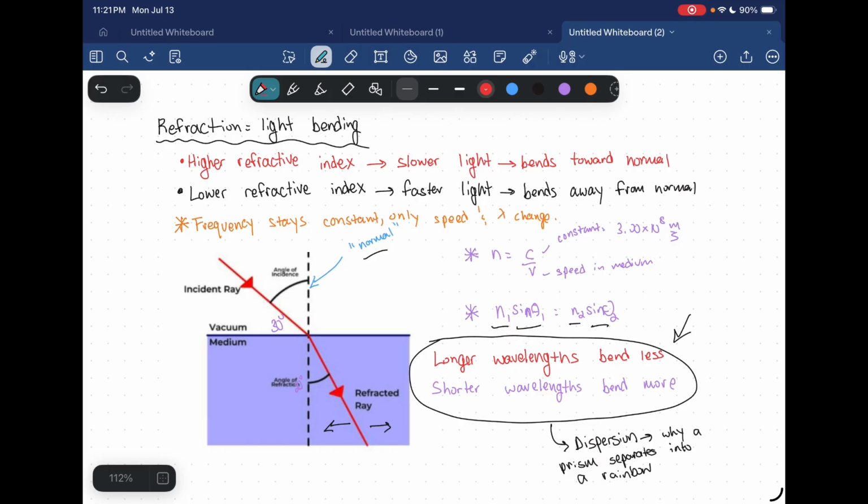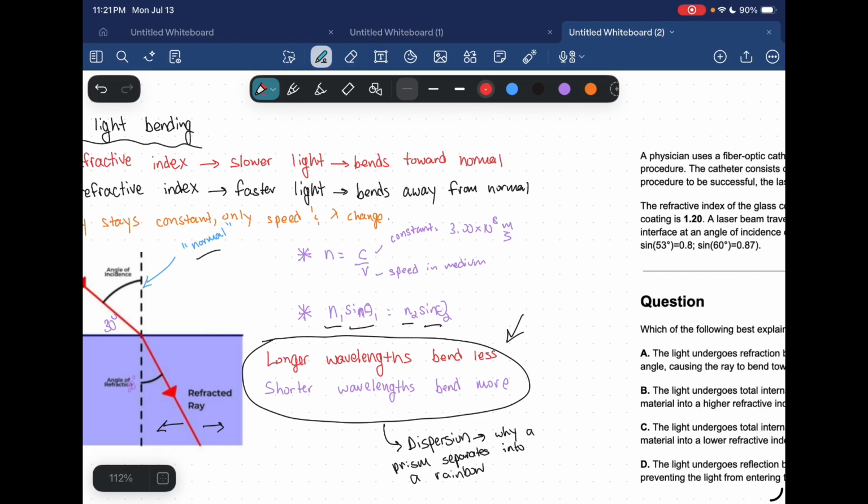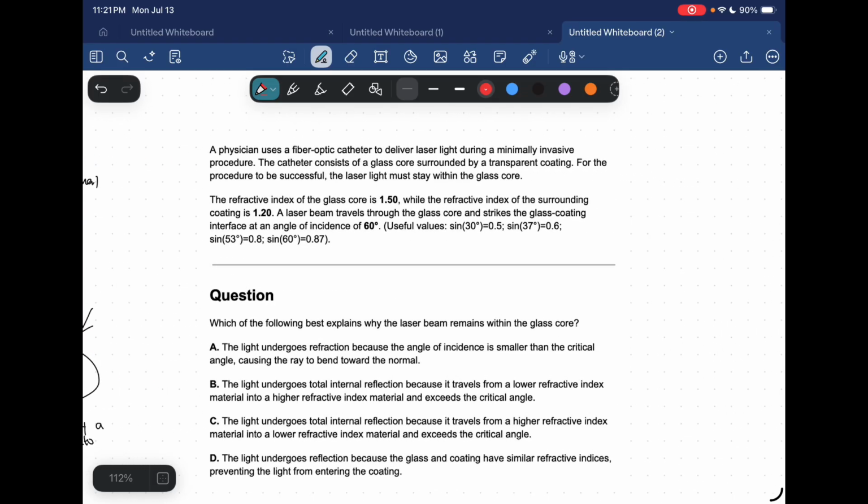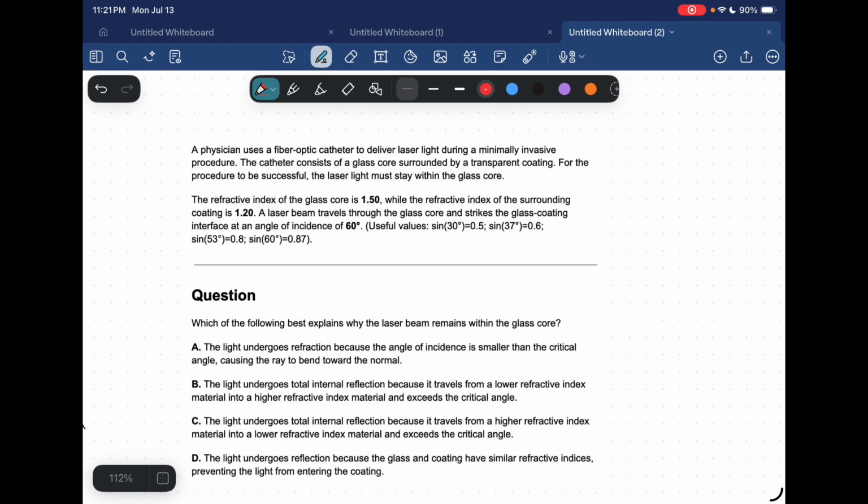let's make sure you were paying attention with a practice question. Take a couple minutes to try the practice question on your own, try to break it down and attempt it, and then we'll do it together. Okay, so hopefully you tried it out on your own. Let's get straight into the question.